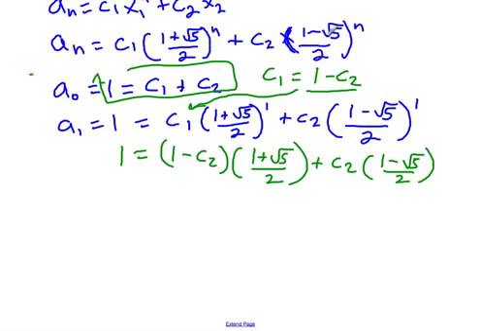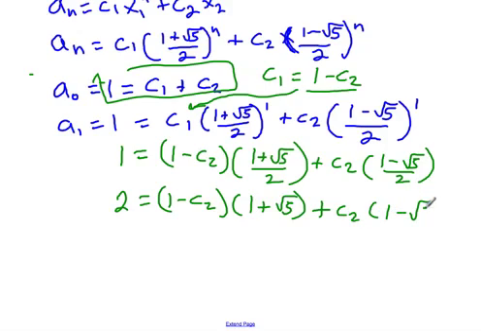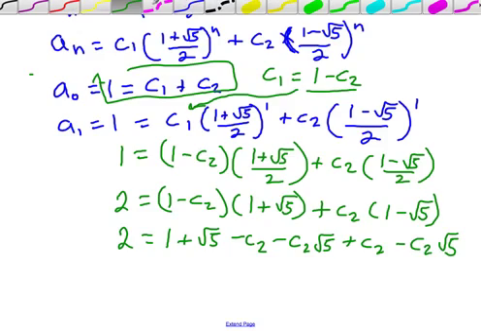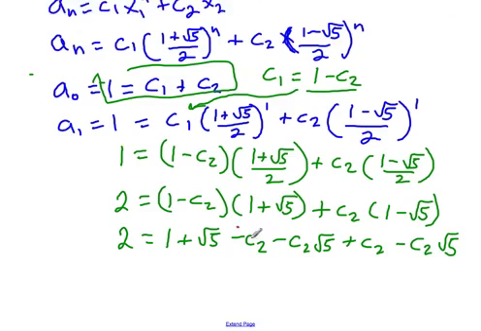And to get rid of the fractions, I'm going to multiply everything by 2. And I get 2 equals 1 minus C2 times 1 plus root 5. I just like to do this because I think it's a bit easier. So we have this equation. We're a bit closer. Now we're going to multiply everything out, expand the brackets. 2 equals 1 plus root 5 minus C2 minus C2 root 5 plus C2 minus C2 root 5. Okay, hopefully we'll get some stuff to cancel here now and make this a bit simpler. We have a minus C2 and a plus C2 that cancel.